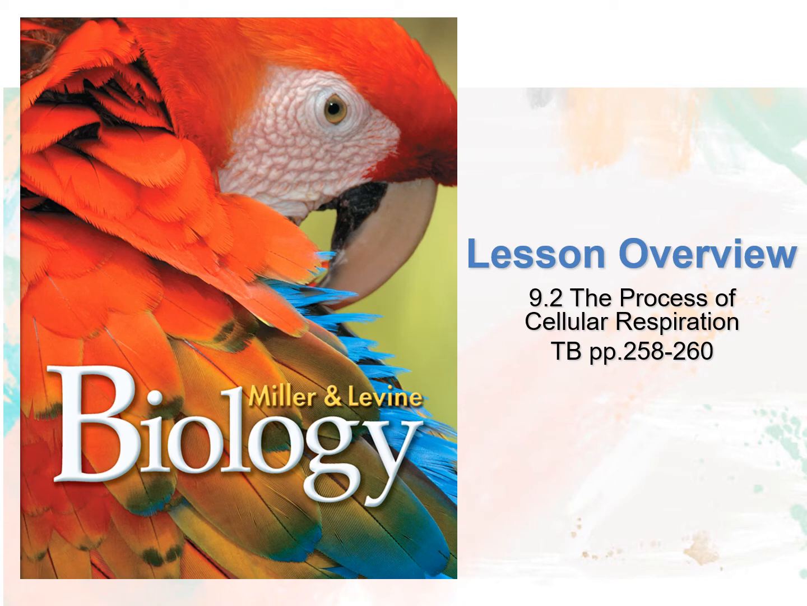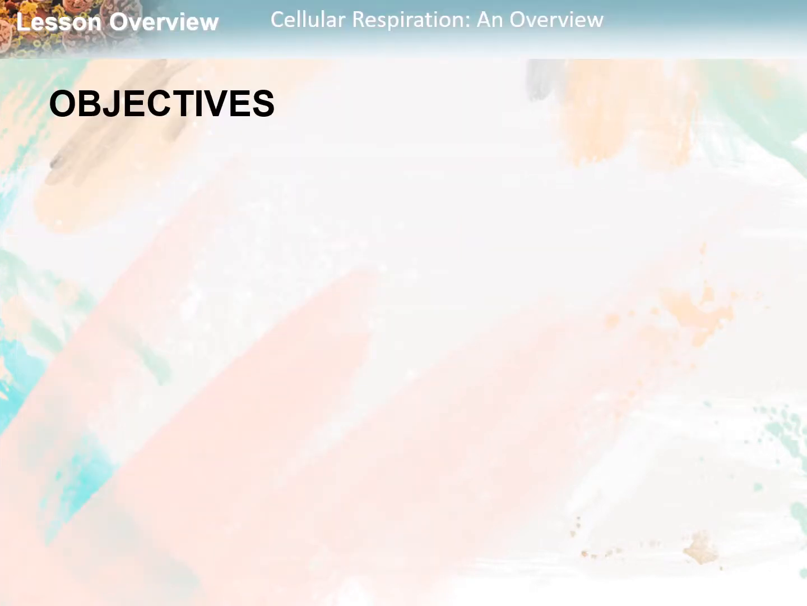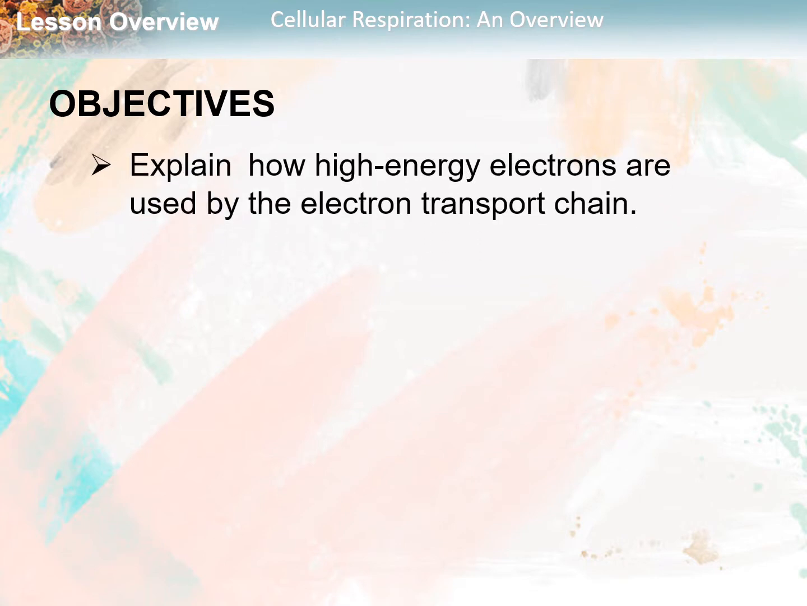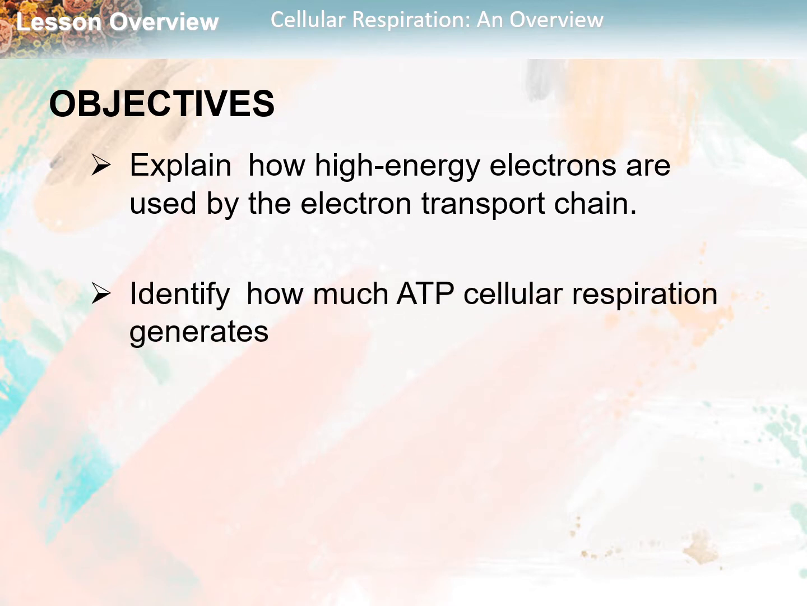Process of cellular respiration from pages 258 to 260 in your textbook. Our objectives: we're going to explain how high energy electrons are used by the electron transport chain and identify how much ATP cellular respiration generates.